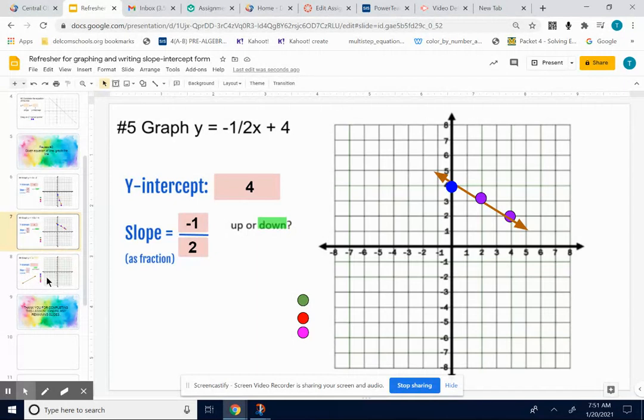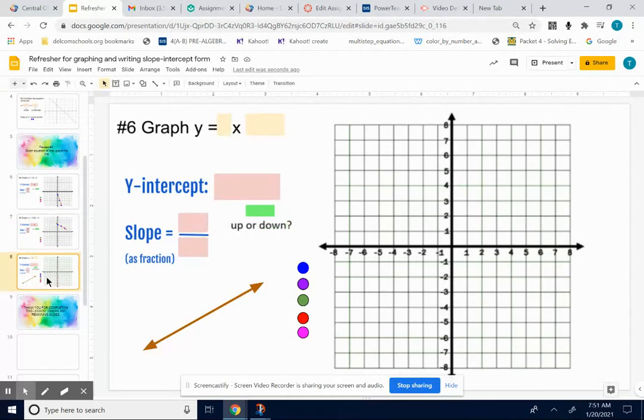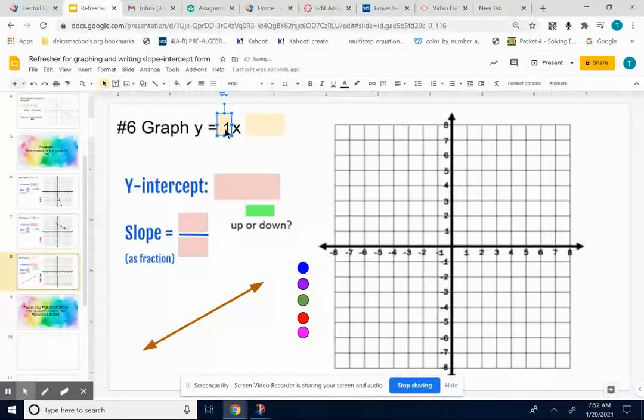Okay, the last one, you've got to use your thinking cap a little bit, because there is no number in front of x, and there is no number at the end. All we have is y equals x. So just think about this for a minute. There really is a number in front of x. Whenever you have a variable and there's no number in front of it, it's understood to be a 1. So that really is an understood 1.